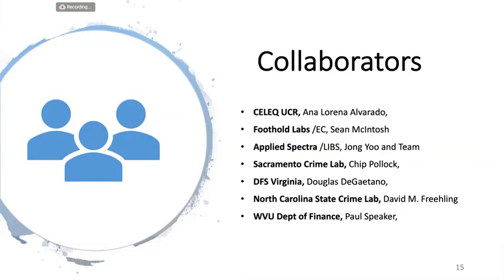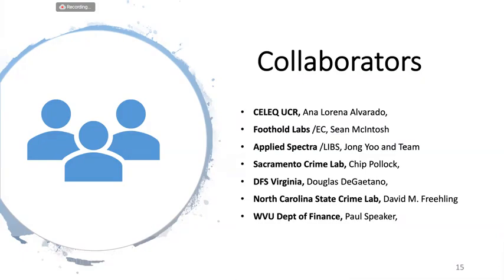This is our first year for this grant, so we are coming up to our second year. And in this second year, we are going to be working more closely with forensic laboratories. In particular, we have the support from Sacramento Crime Lab, Chip Pollock, the Department of Forensic Science in Virginia, Doug DiGaetano, and from North Carolina State Crime Lab, David Freeling, who are going to be participating later on in the next year in a small interlaboratory study for testing by SEM-EDS gunshot residue particles that we are creating in-house as part of the project.